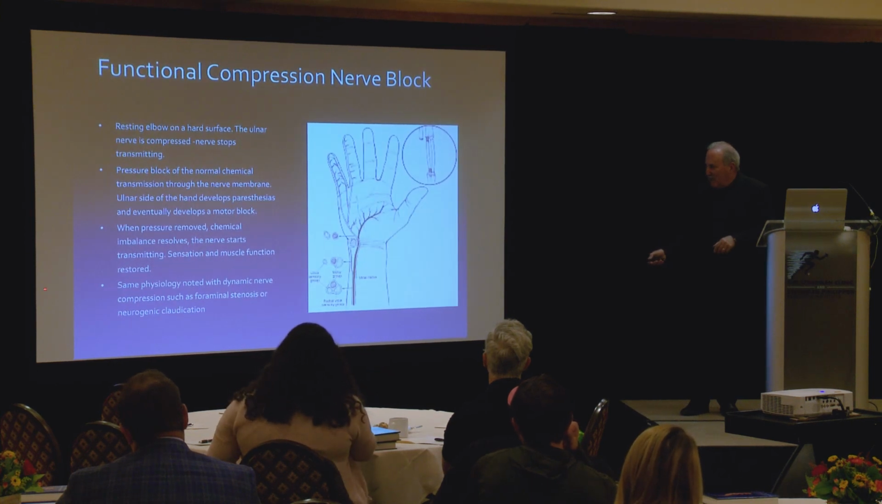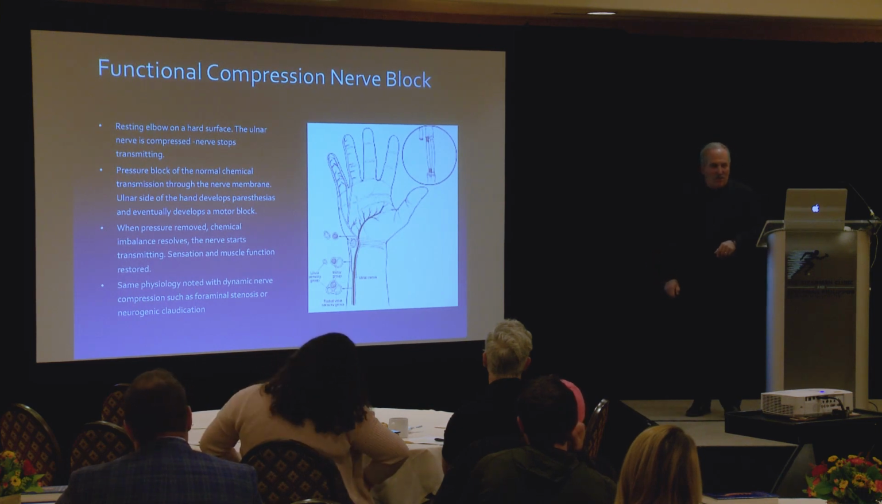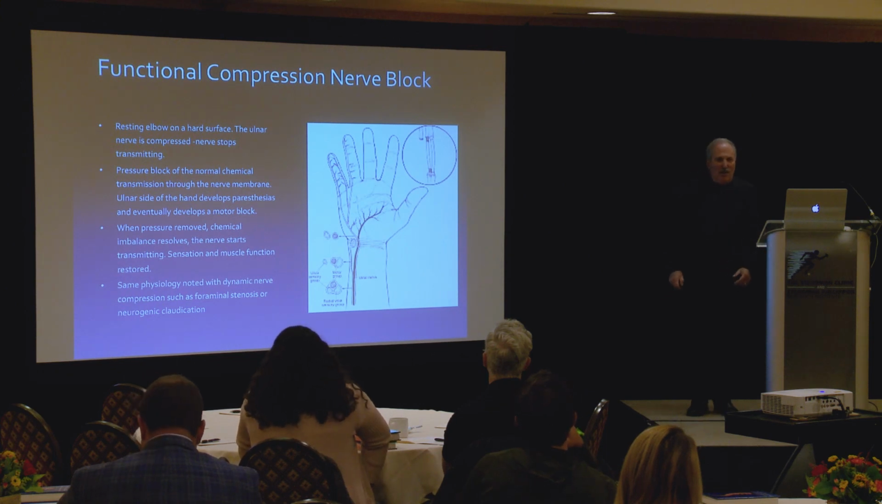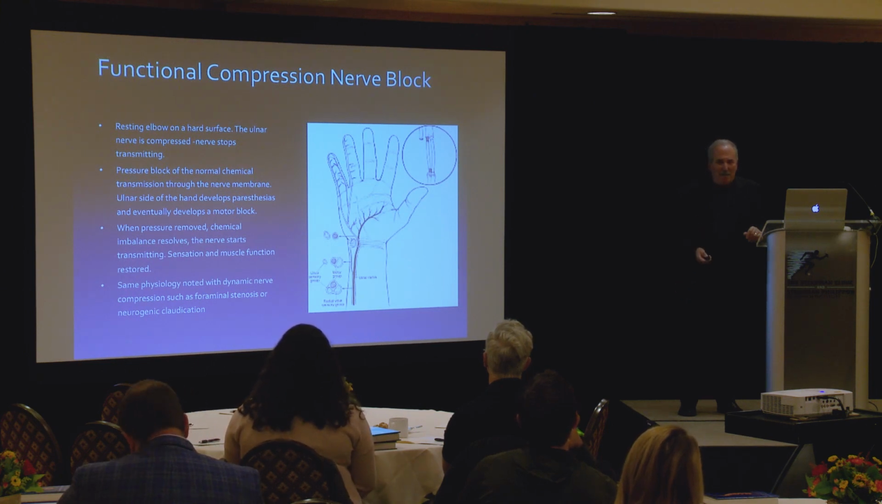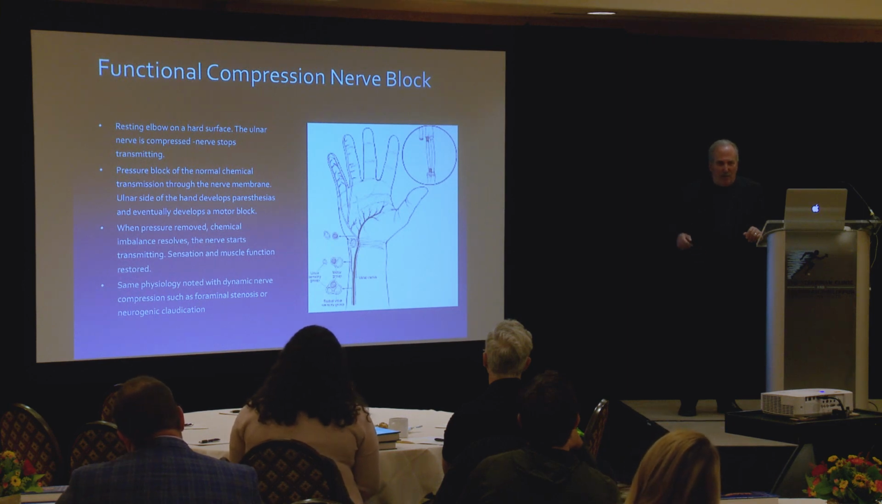This is the same physiology noted with dynamic nerve compression, such as foraminal stenosis or neurogenic claudication. So remember, the patient stands up and walks and their buttocks and legs start to go numb, and what do they do? Yeah, they bend forward. Why? They're opening up the spinal canal. It's the same exact thing, whether it's in the spine or it's in the arm. This is a functional block.